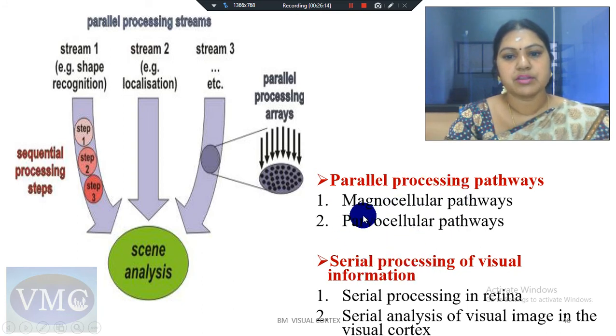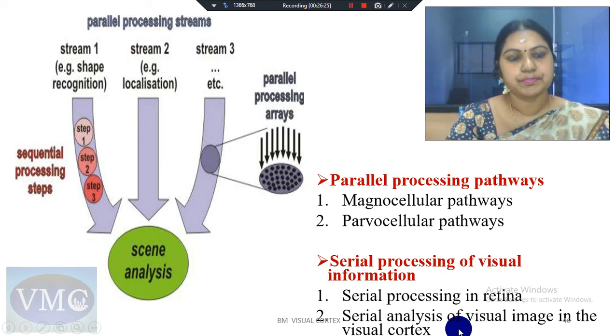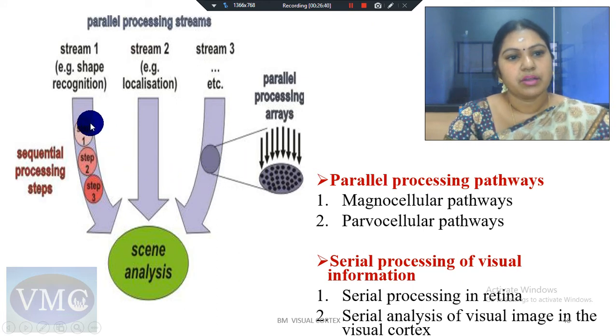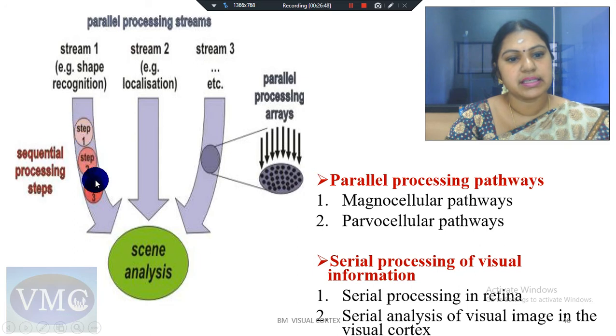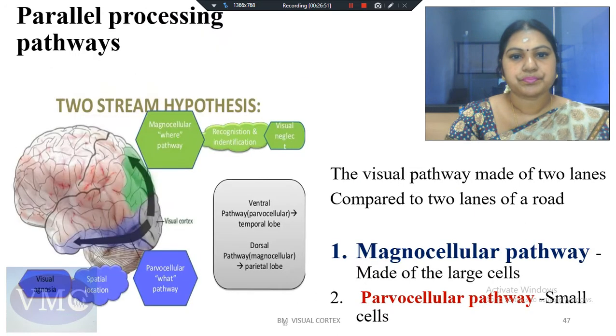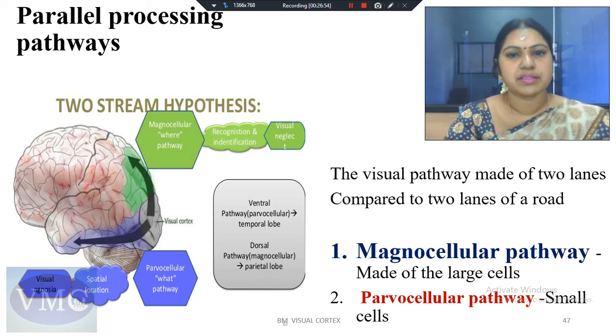Parallel processing pathways are of two types, magnocellular pathway and parvocellular pathway. Serial processing of visual images occurs in the retina, then it can occur in your visual cortex. So here you can see stream 1 recognizes the shape. Parallelly, stream 2 is localization. Stream 3, some other features like that. So these are all parallel processing. In one particular shape recognition, for example, it goes with step 1, 2, 3, and this is called serial processing.